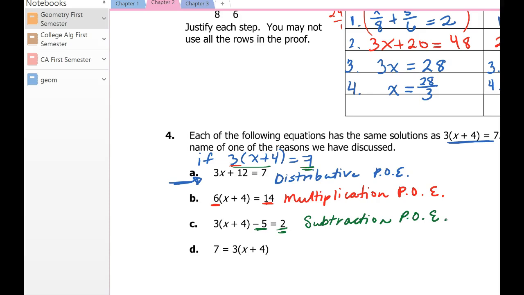Last but not least, what would allow us to say that if you have 3 times quantity x plus 4 equals 7, that it's equivalent to 7 equals 3 times quantity x plus 4? Look at your front page. You'll need that front page as you're working on homework tonight. Symmetric. Yes, thank you, Bo. Symmetric property. I see you, Bo. All right.